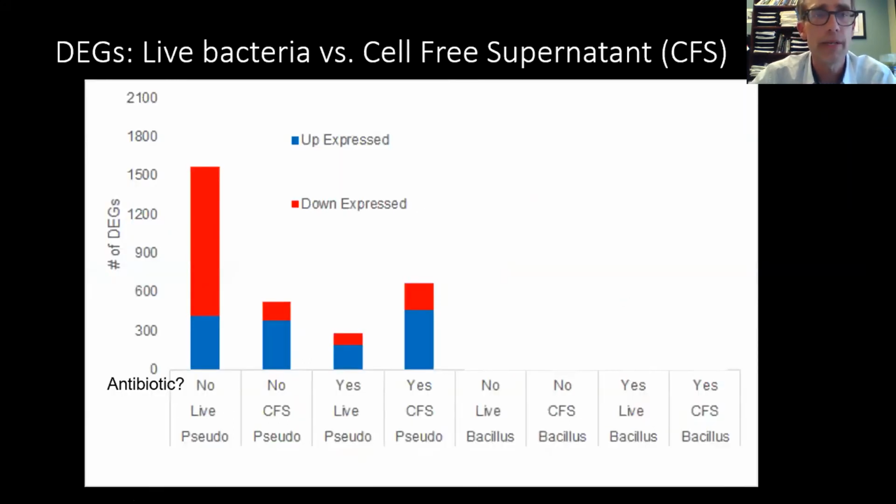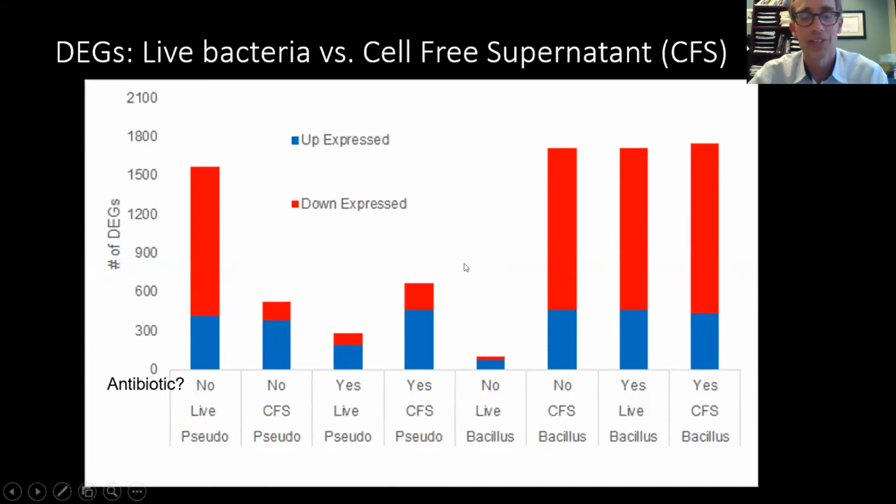And now what if we compare that with the live bacteria versus the cell-free supernatant? Here, again, I'm just showing the number of differentially expressed genes so we get an idea of the magnitude of how much transcriptional variation was occurring. We see that huge spike here for the live cells still containing their native microbial community. Whenever we compare that to the CFS treatment, everything else is the same except we're using CFS versus live cells, we then see a really large change where we lose a lot of those downregulated genes.